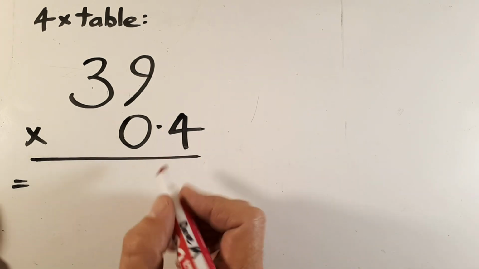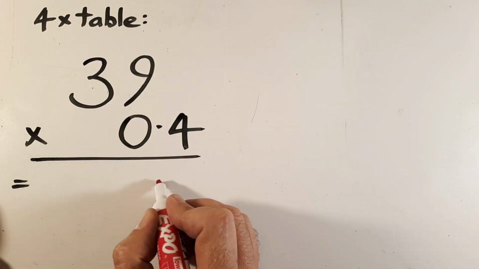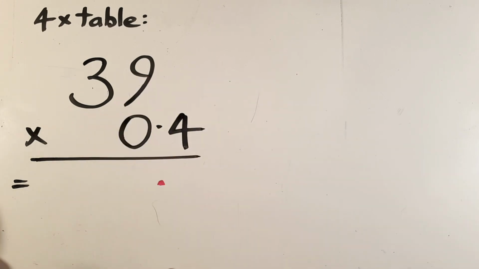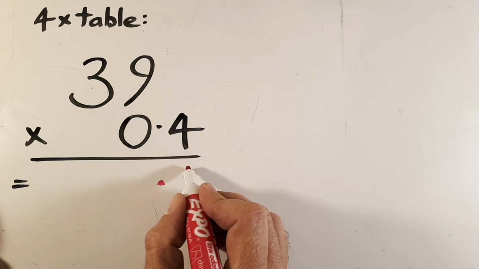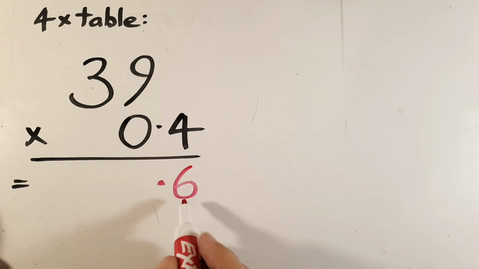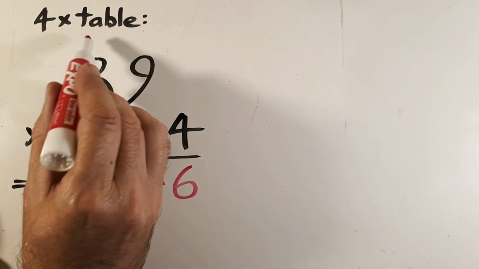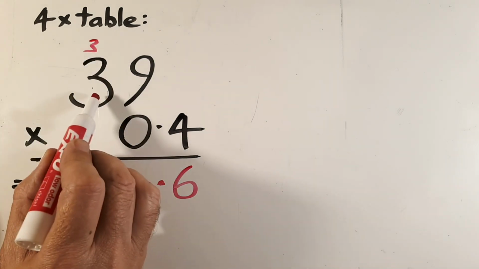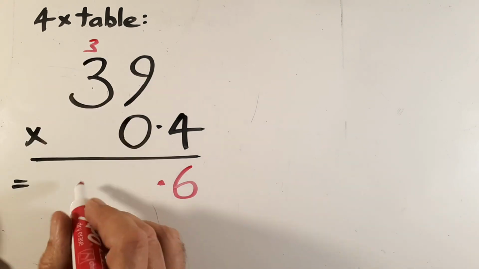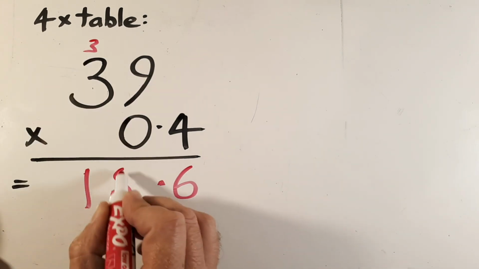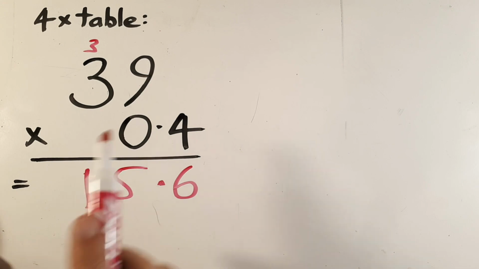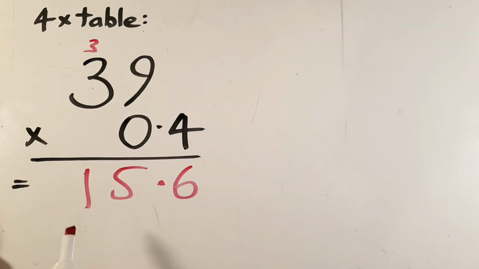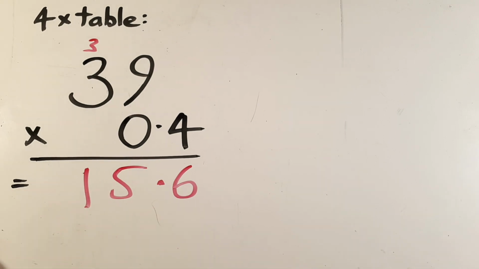Okay, so I'm going to follow my little guideline that I set there and put a decimal point there. 4 times 9, 36, right? In this case it's going to be 6 tenths go there, and then the 3 will go up here. 4 times 3 is 12, plus 3 is 15. So 0.4 or 40% of 39 equals 15.6.